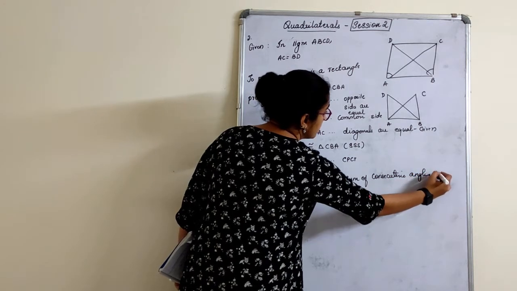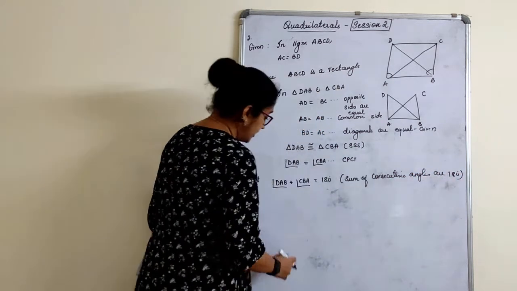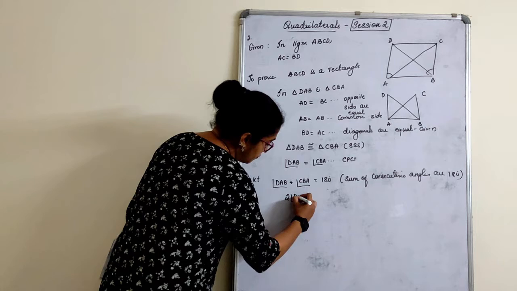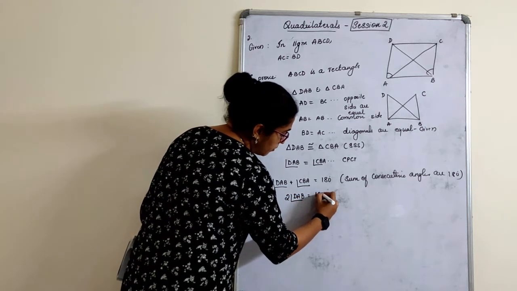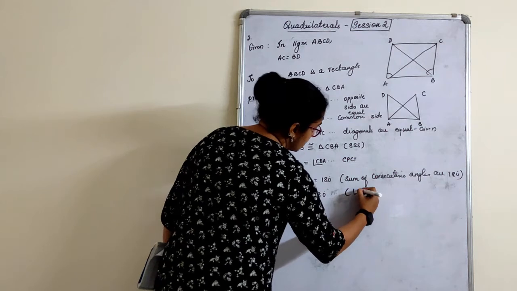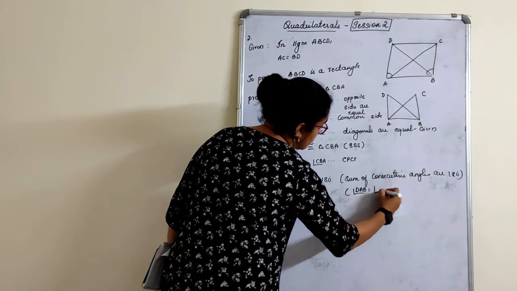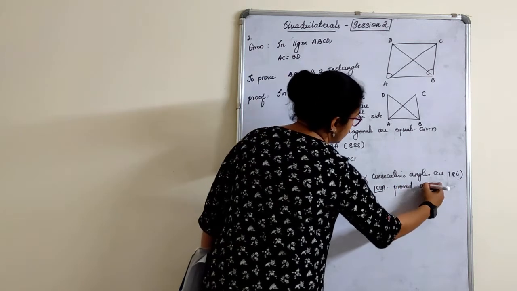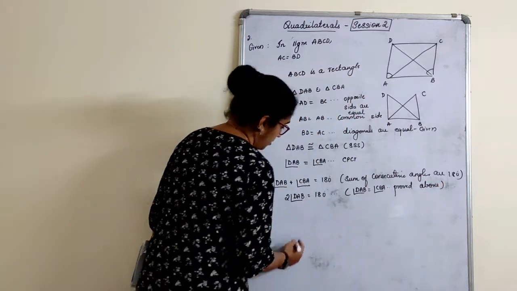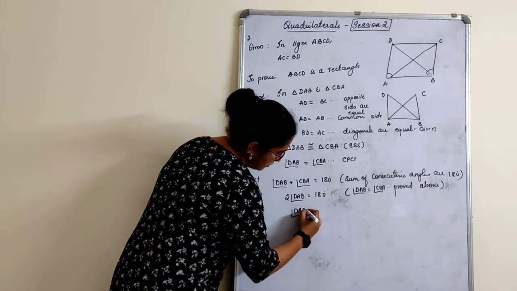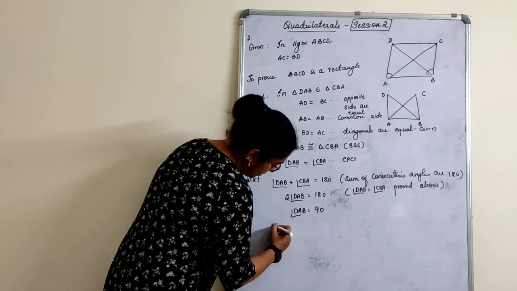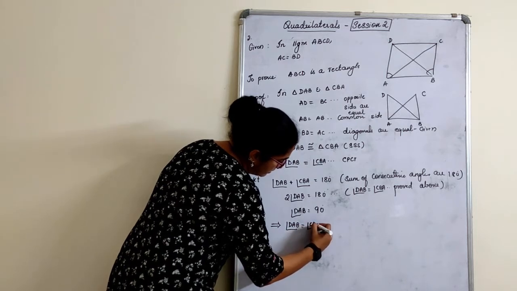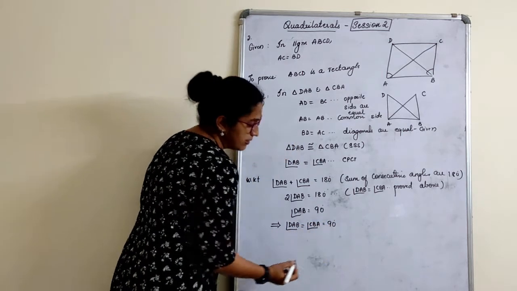Sum of consecutive angles are supplementary. Right? But DAB is equal to CBA, so 2 times DAB is equal to 180. Reason? Angle DAB is equal to angle CBA. Everything you have to write, proved above. So, angle DAB is equal to 180 by 2, that is 90. This implies angle DAB is equal to angle CBA is equal to 90.